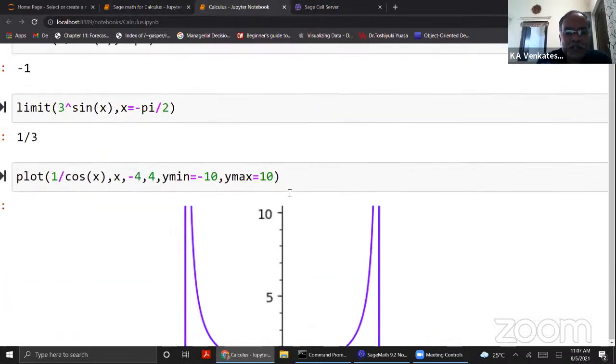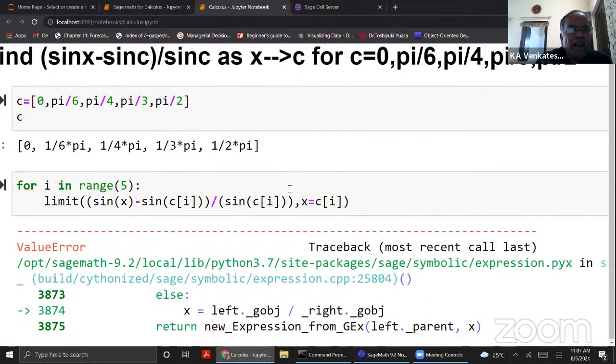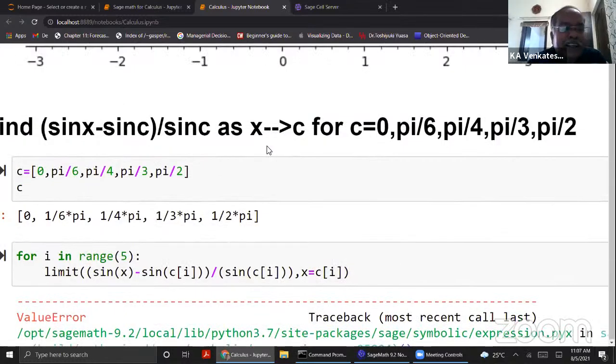Okay, so these are the two problems we addressed. Now this is still yet to be completed. There is an error. Suppose this question is asked for limit as x tends to c, for c equal to 0, pi by 6, pi by 4, pi by 3, pi by 2. How do we do this kind of problem? Every time you would have to run it. Instead of that, we can use a for loop and go for it.